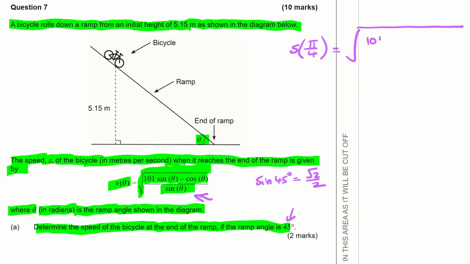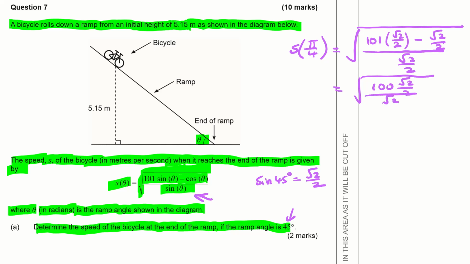of (101 root 2 on 2, take away root 2 on 2) divided by root 2 on 2, which is going to be the square root of 100 root 2 on 2 divided by root 2 on 2. The root 2 on 2's cancel, so that's just going to be root 100, which is 10, so it's just going to be 10 meters per second.